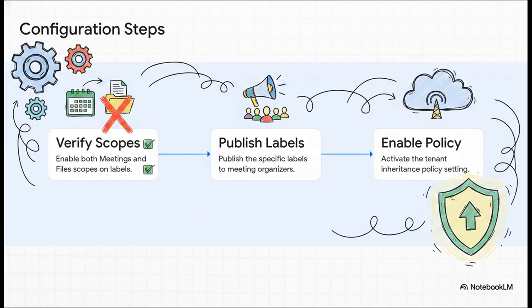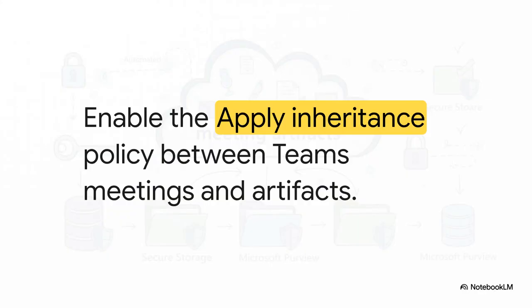Step 2. You've got to publish those specific labels to your meeting organizers. And Step 3. You must actively enable the tenant policy. To nail that third step, you have to go into the Purview portal and manually enable a very specific policy named Apply Inheritance between Teams meetings and artifacts. Just a quick heads up though, this level of advanced governance does require Teams Premium and Microsoft 365 E5 licensing. And it is not on by default, so you literally have to go in and flip that switch yourself.